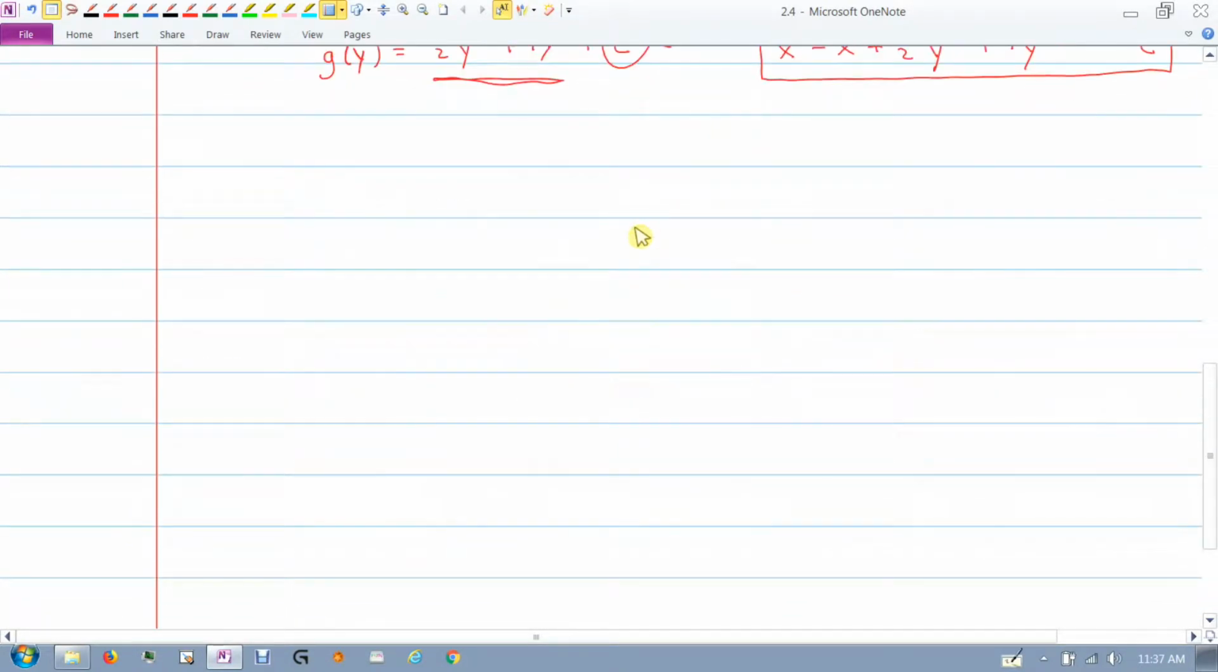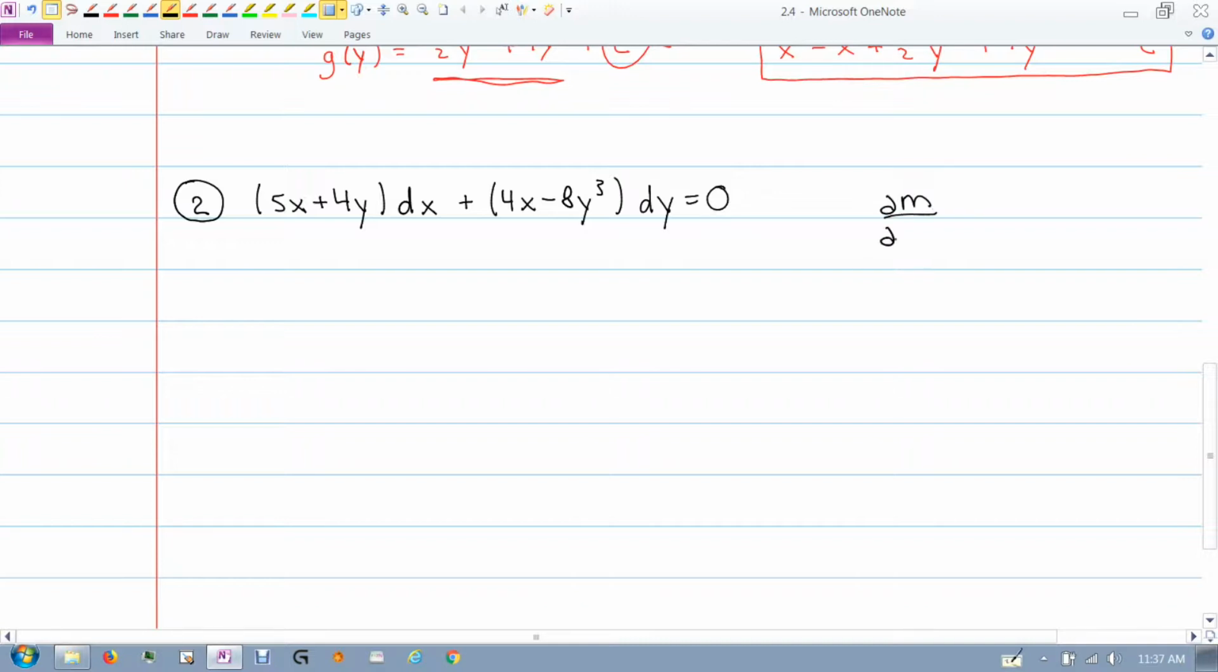All right, let's look at number 2. So 2, oh, I lost my page. 5x plus 4y dx plus 4x minus 8y cubed dy equals 0.